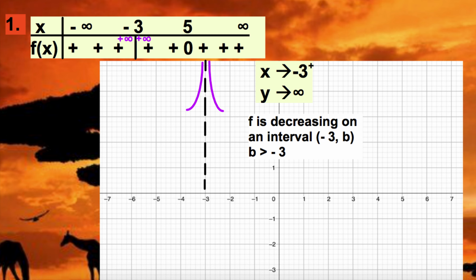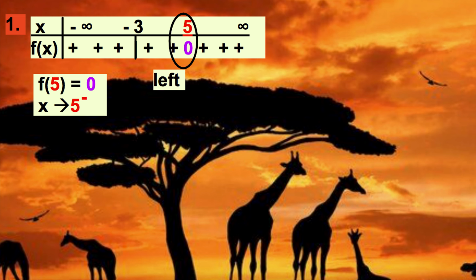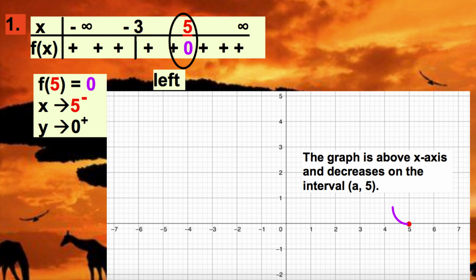F is decreasing on an open interval (negative 3, b), where b is greater than negative 3. As x is increasing, y is decreasing. F of 5 is equal to 0. When x approaches 5 from the left, y approaches 0 positive.